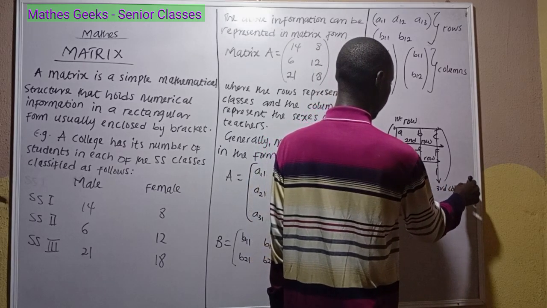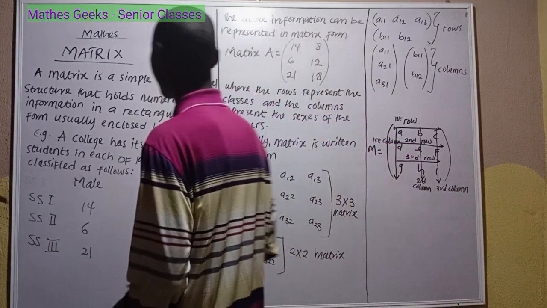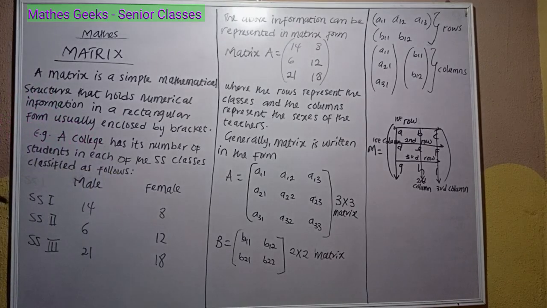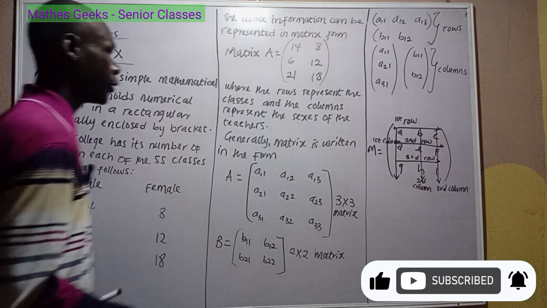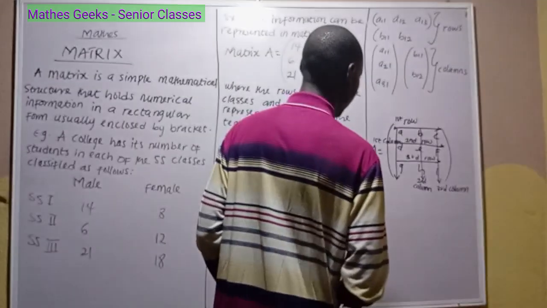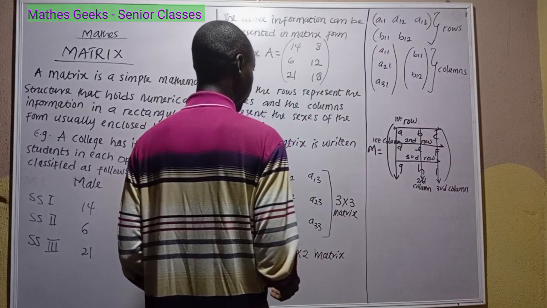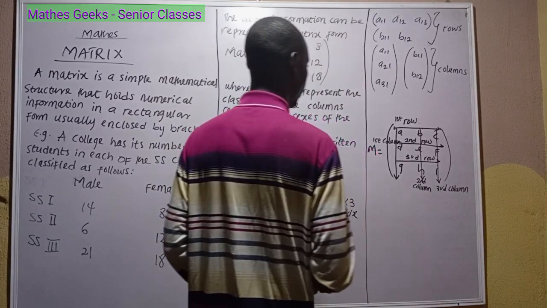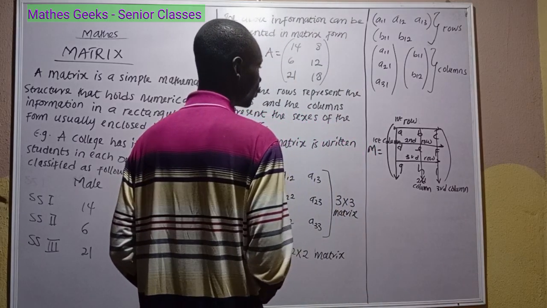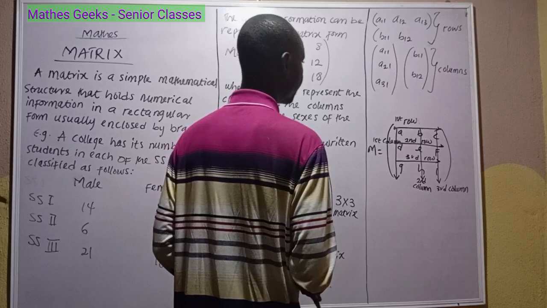So matrix is a simple mathematical structure that holds numerical information in a rectangular form, usually enclosed by brackets. And this information that is enclosed in brackets is described by rows and columns. And these rows and columns have numbers.